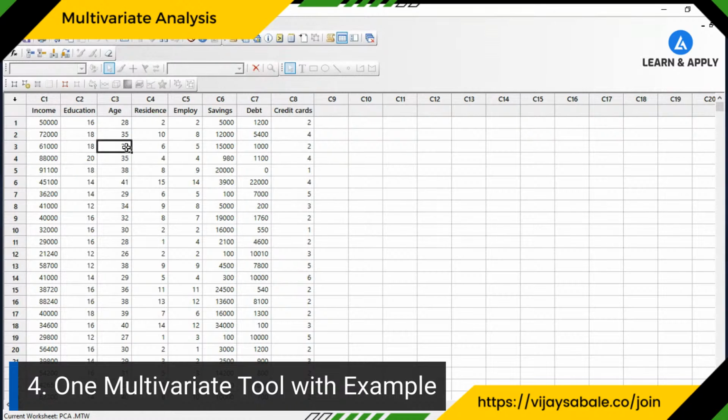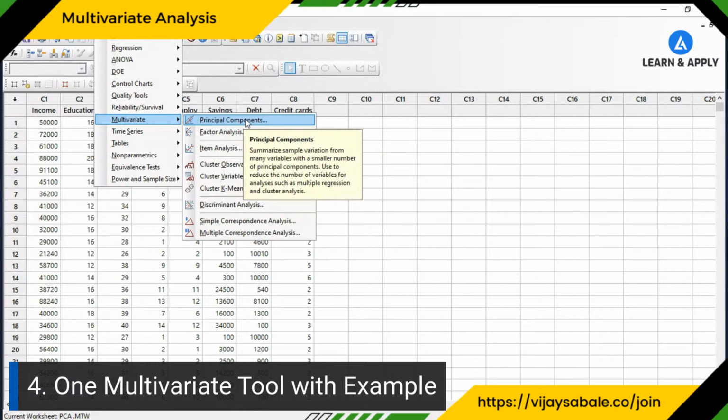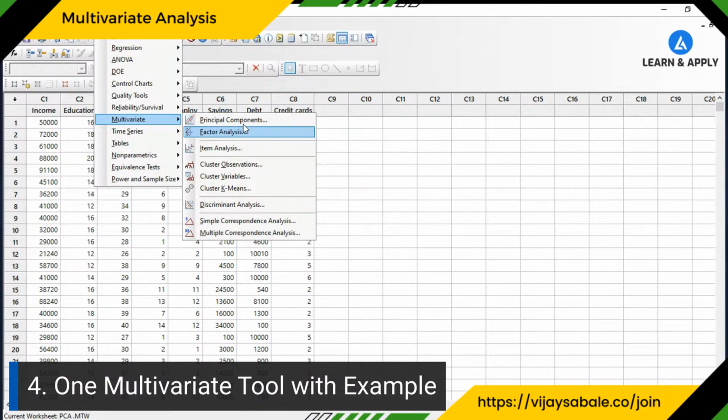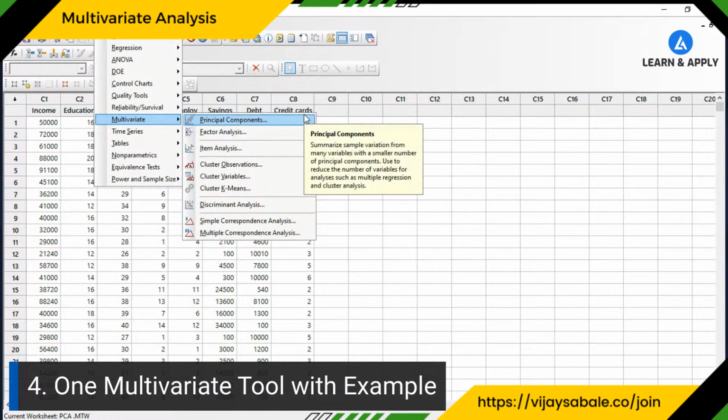So let's perform this principal component analysis on this data. Go to Stat, then select the Multivariate options. After that, we can select either of these options. We can use principal components or factor analysis; the application of both is very much the same. Now, let's talk about principal components: summarize sample variation from many variables with a smaller number of principal components. In short, we are going to group all these 8 variables into a smaller number of groups so that our decision will be much easier. It is used to reduce the number of variables for analysis, such as multiple regression and cluster analysis.